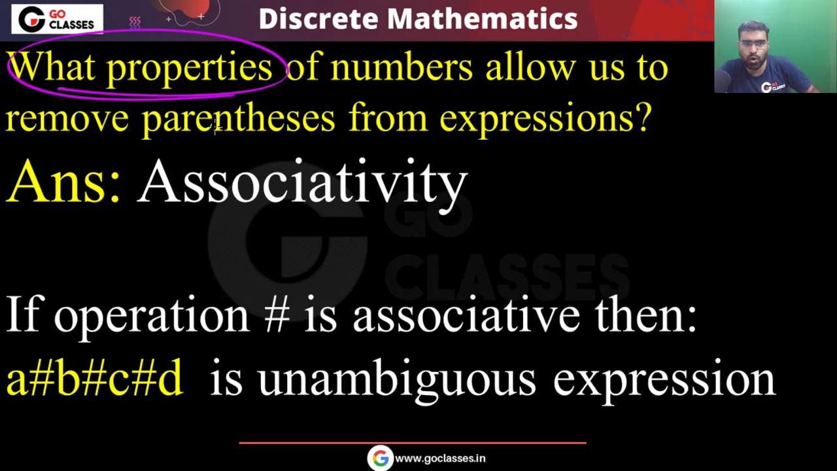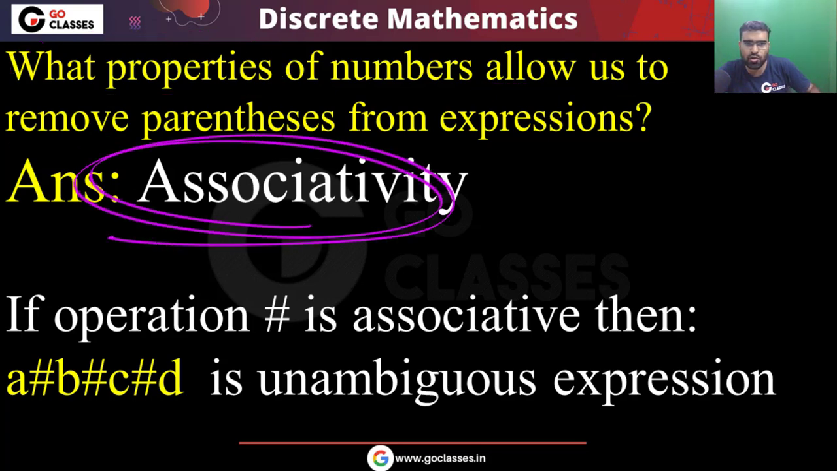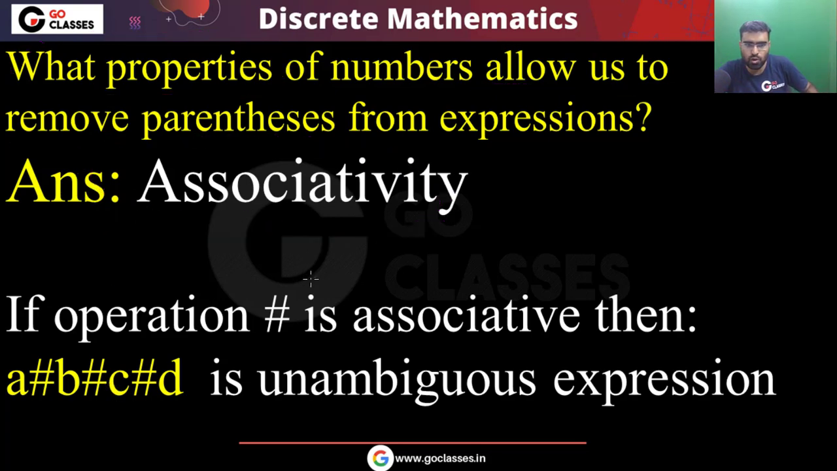Which property allows you to remove the parenthesis? The answer is the associative property. If you have the associative property, then you can remove the parenthesis. If the operation is associative, then this expression is completely unambiguous. Okay, so this is the final point. I hope you understood.